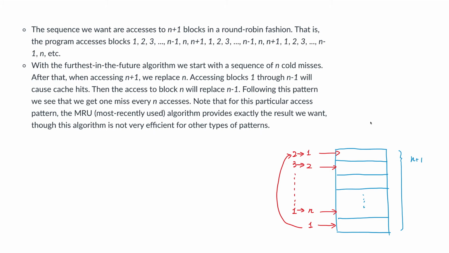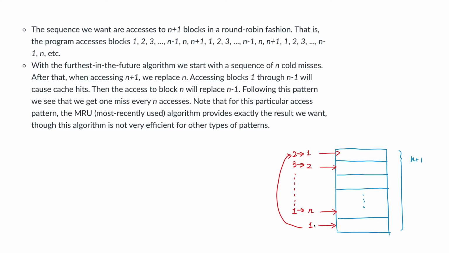Okay, so this is the answer to question 1. The sequence we want accesses n+1 blocks in a round-robin fashion. Basically, we have a fully associative cache with n data blocks. So what do we want? We want the memory to have n+1 blocks, accessed in a round-robin fashion. When we check block 1, it's a cache miss. So the first n accesses are cold cache misses.